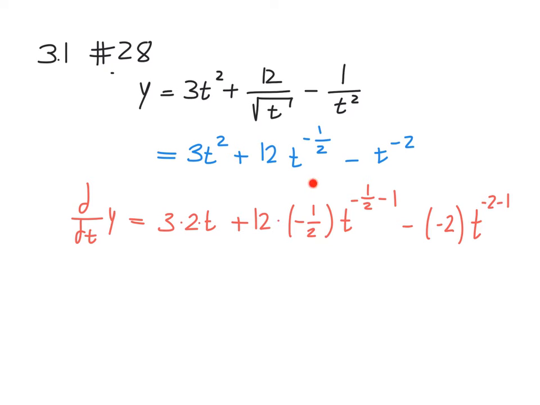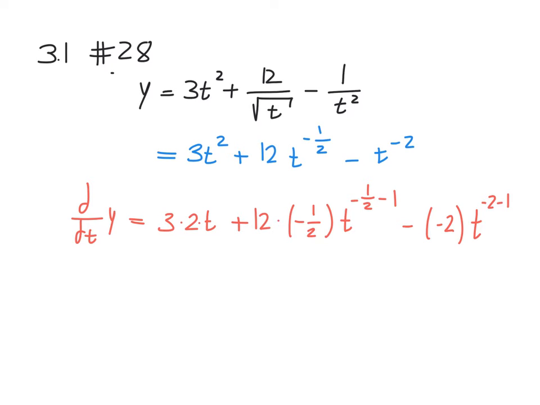So -1/2 times t to the original exponent -1/2 minus 1. Same thing here. By the difference rule we carry the minus. Now we have to take the original exponent -2, t to the -2 minus 1. So that's our derivative, and essentially we're done now.